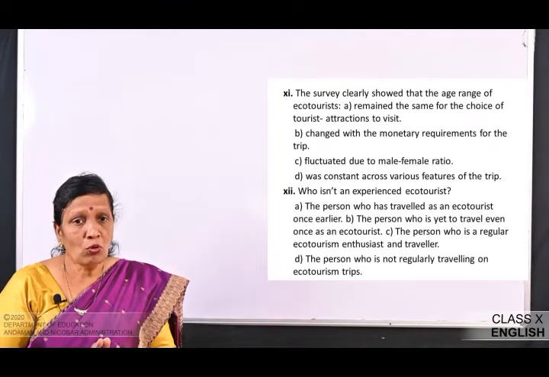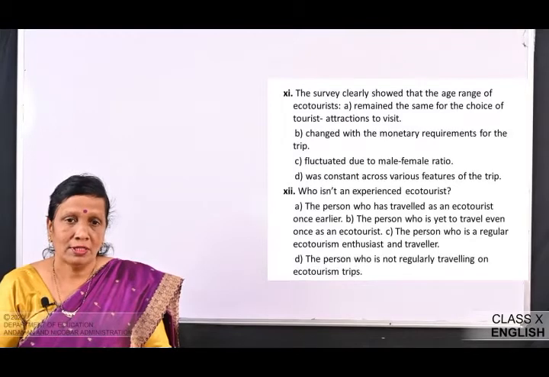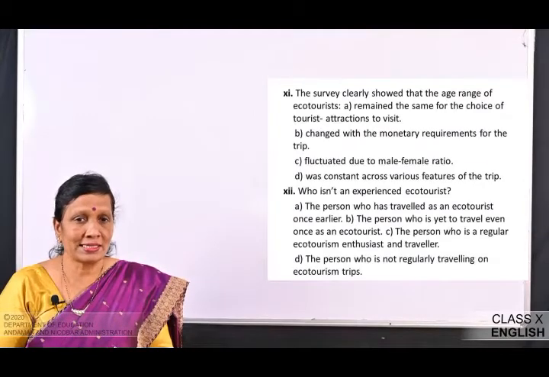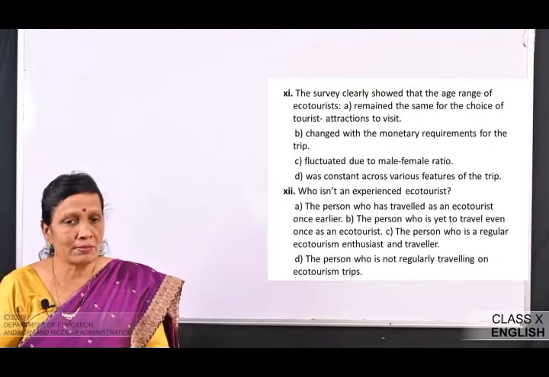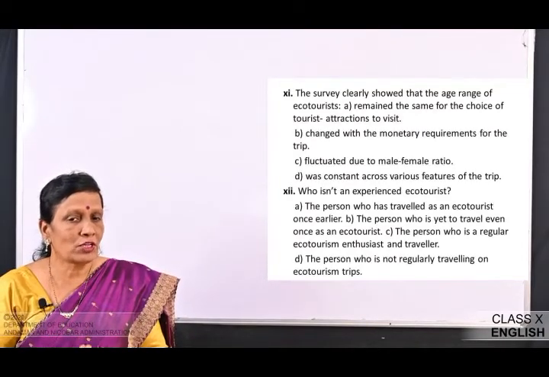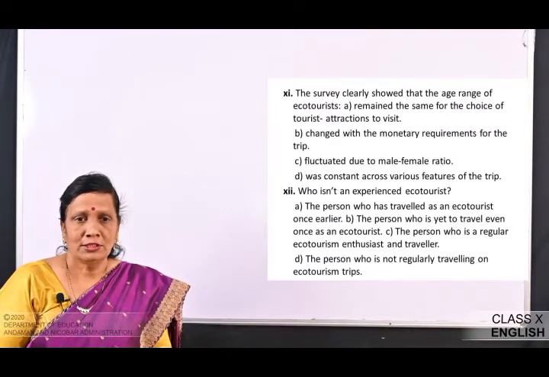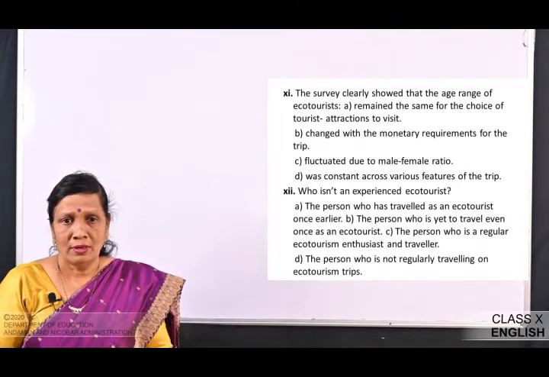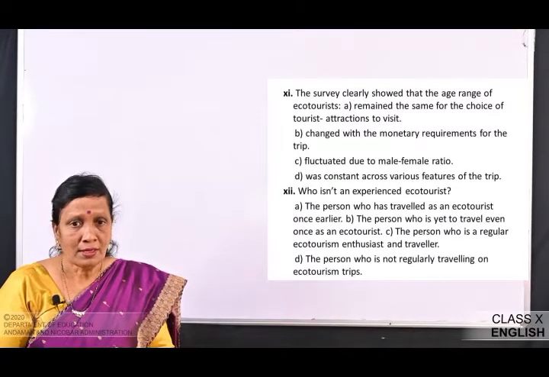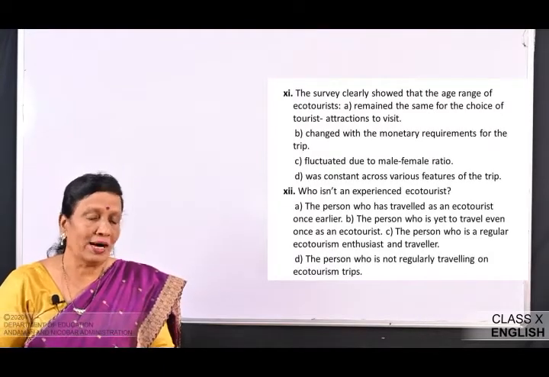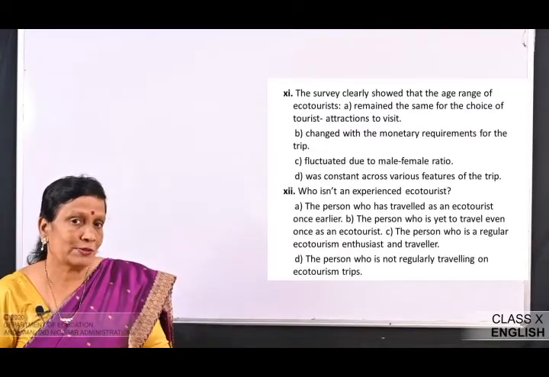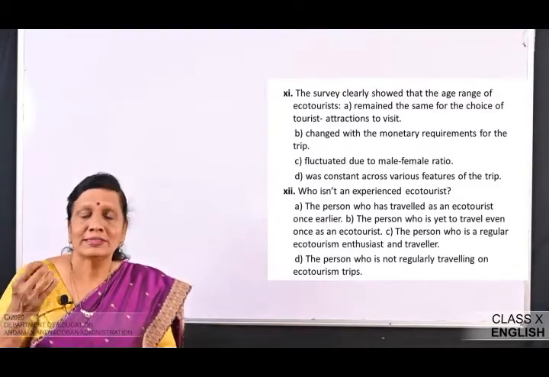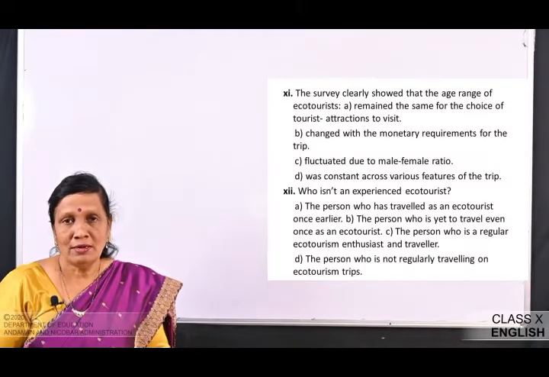Now, question 12, who isn't an experienced ecotourist? The person who has travelled as an ecotourist once earlier, the person who is yet to travel even once as an ecotourist, the person who is a regular ecotourism enthusiast and traveller, the person who is not regularly travelling on ecotourism trips. So, children, here you have to find out who is not an experienced ecotourist. Now, when you look at all the 4 options, the person who is yet to travel even once as an ecotourist is not an experienced ecotourist, because if a person has travelled even once, he would have some experience. So, option B would be the right option.